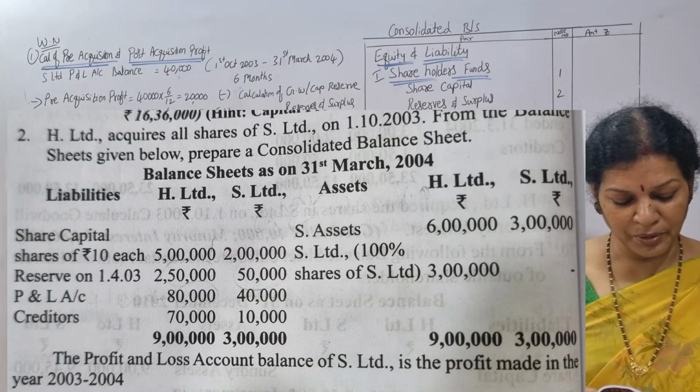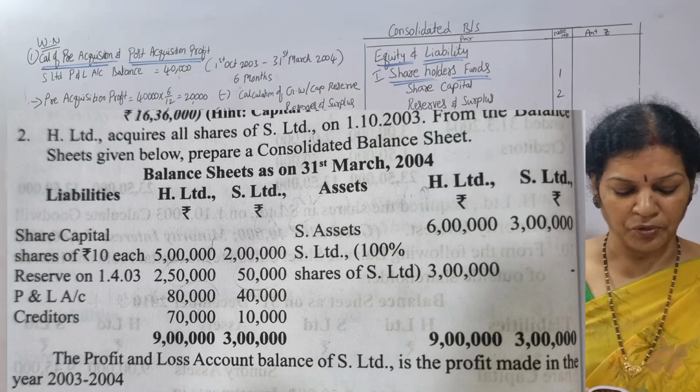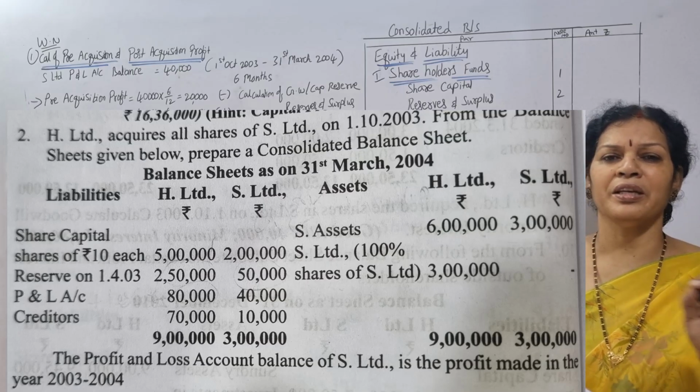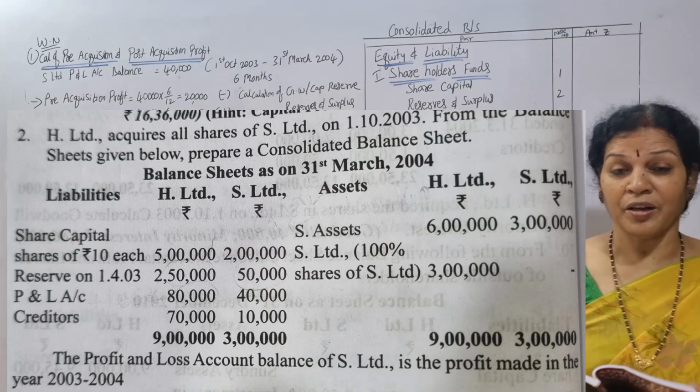Now, end of the problem. The profit and loss account of the balance sheet is the profit made in the year 2003 to 2004. Profit and loss account means always last year's only. Though they are not mentioning this point, it is understood. Clear? Now coming to the problem.